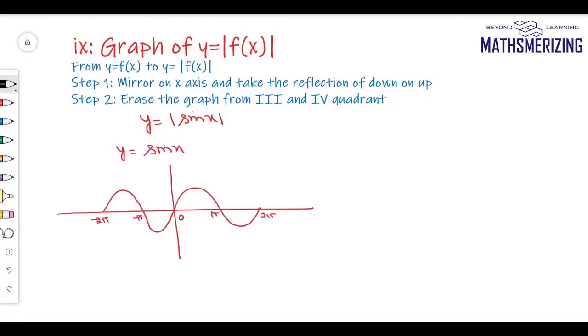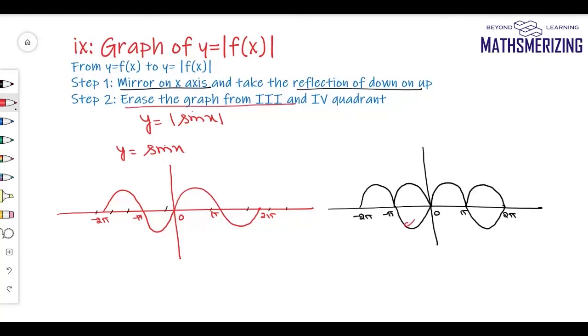Now again, there are two steps. First step is mirror on x-axis and then take the reflection of down on up. So I'll place a mirror on x-axis and I'll take the reflection of down on up. Then erase the graph from third and fourth quadrant. So that is the graph of y equals mod sin x.